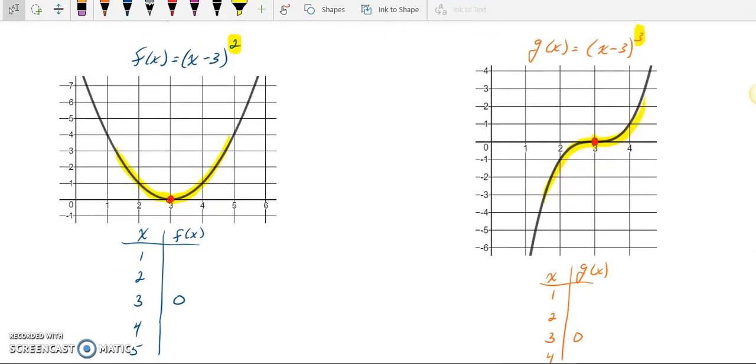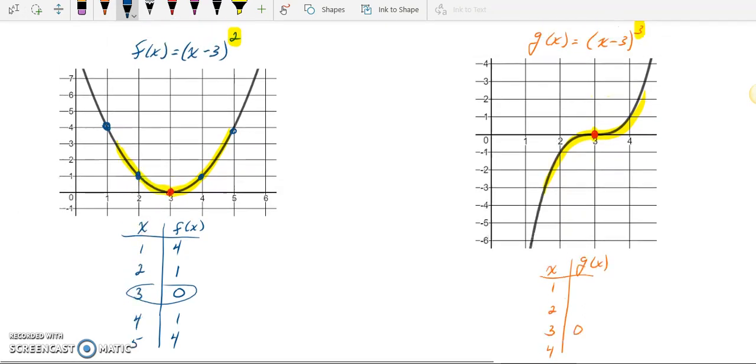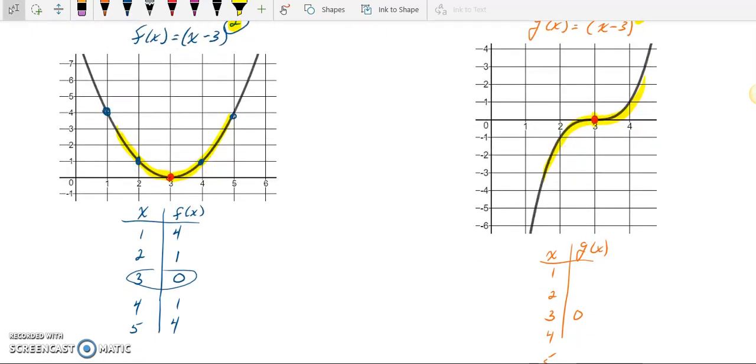So we can see this a little bit more closely if we do a quick table of values here. When I let x equal 1, the output is going to be positive 4. When I let x equal 2, the output is 1. Here's my 0, and then at 4, it bounces back up again. And we can see that by the nature of the square. The square is what's going to cause all those values to remain positive.